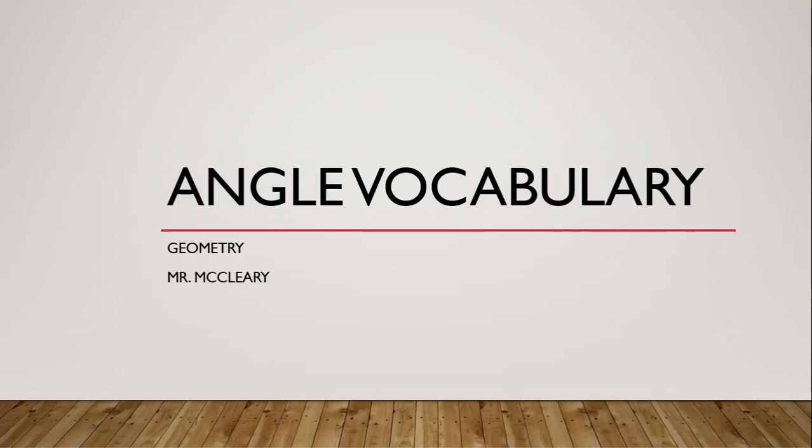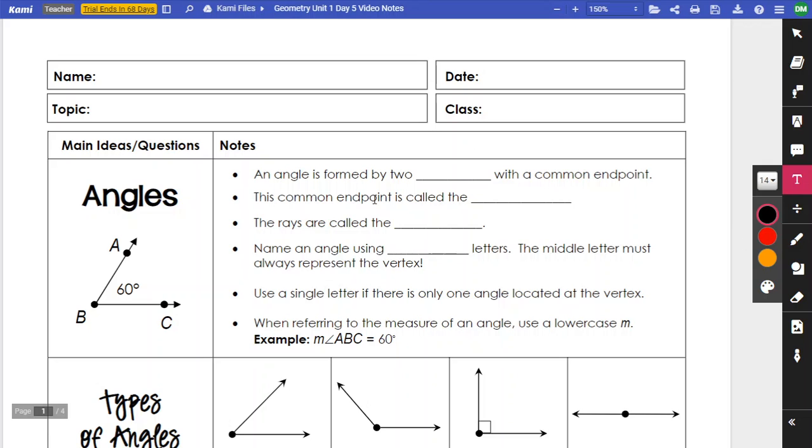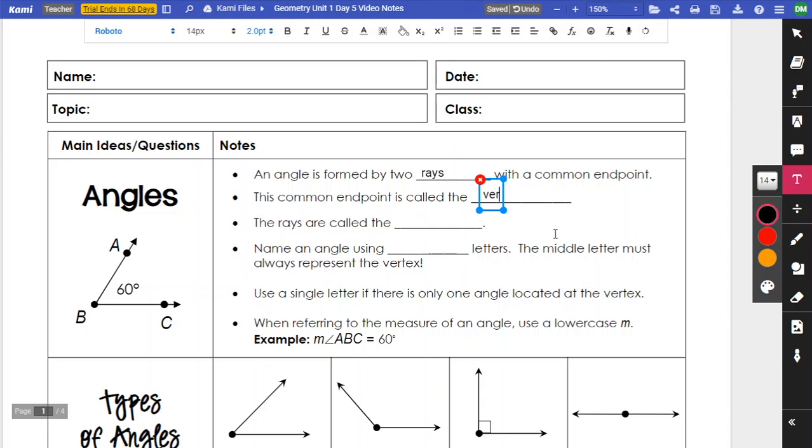So to get started, let's talk about angles. What is an angle? An angle is formed by two rays with a common endpoint. Remember that a ray has an endpoint and then it goes on forever, like ray BA or ray BC here. The common endpoint of this angle is called the vertex of the angle, and the rays are called the sides of the angle. So any angle has two sides and a vertex.